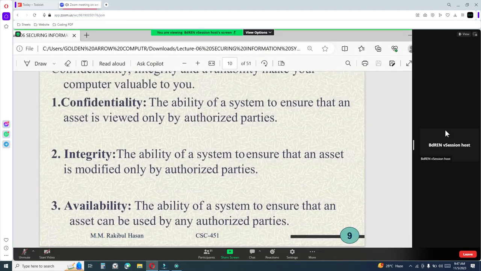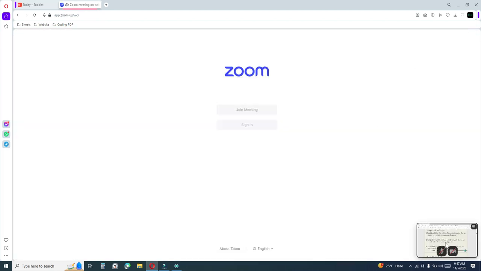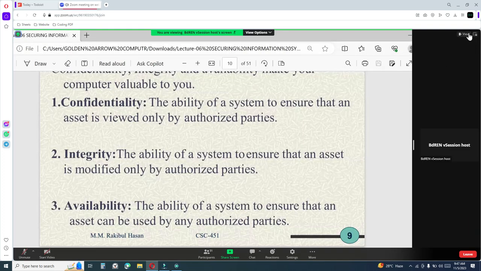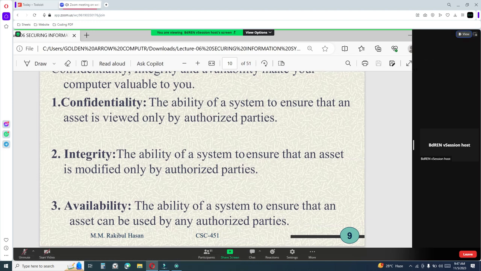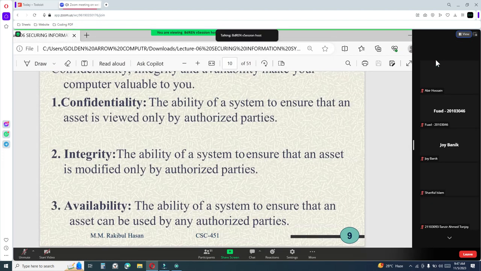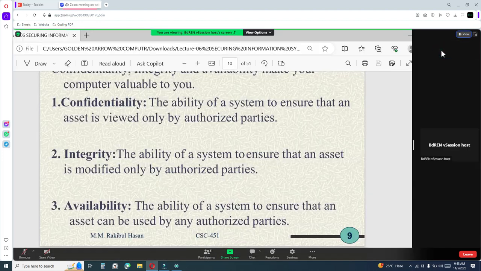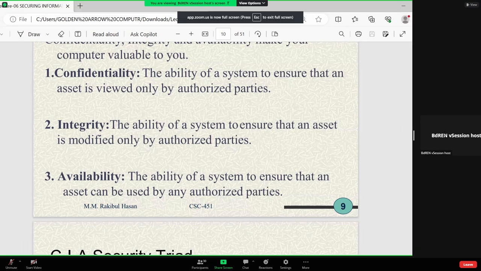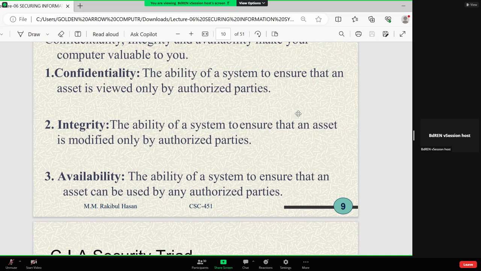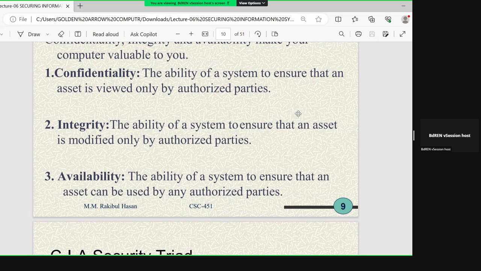So confidentiality means nothing but only authorized people, only an authorized party can view the content, view the asset. Suppose you have information, and if any unauthorized person sees that information, then that information is going to lose its confidentiality. Suppose you are typing your banking password while you are withdrawing money from the ATM booth. If any person through shoulder surfing sees your password or PIN number, then your PIN number is going to lose its confidentiality.